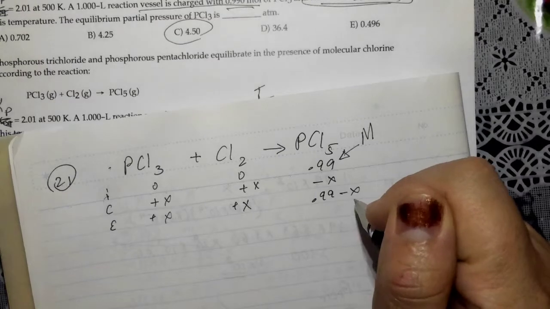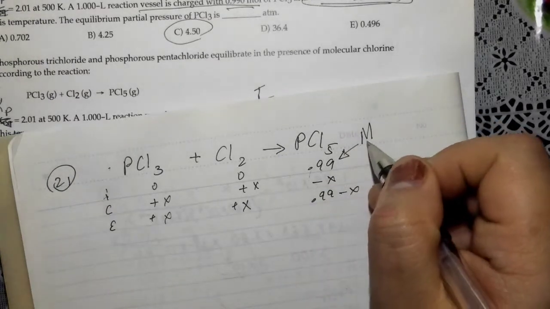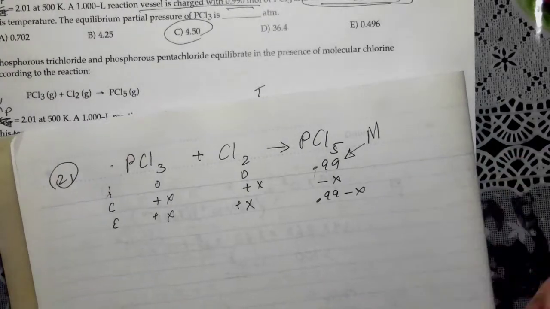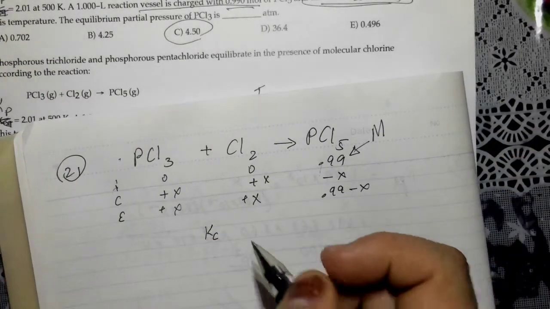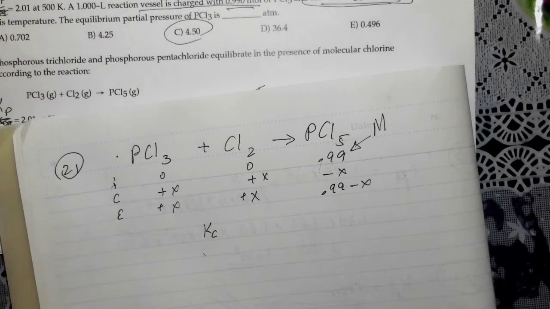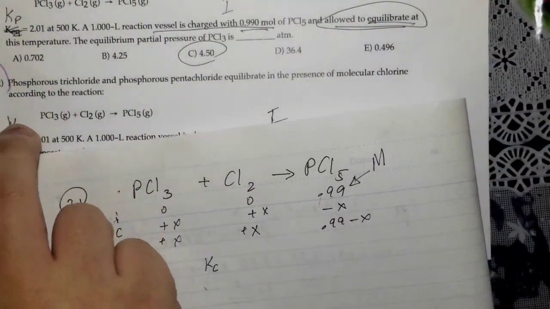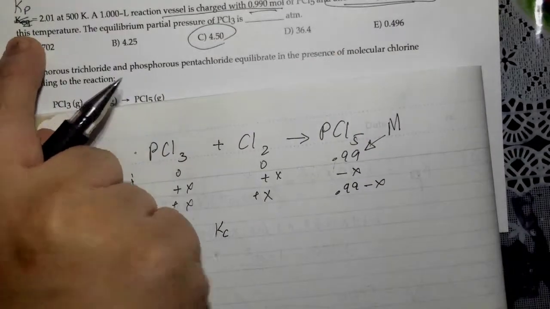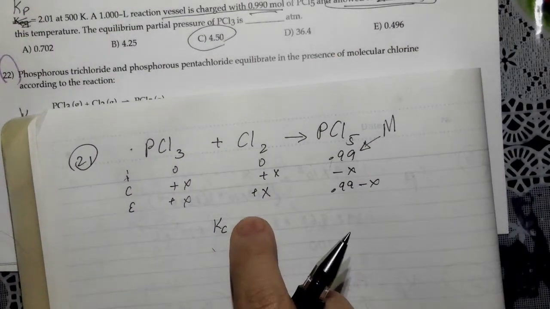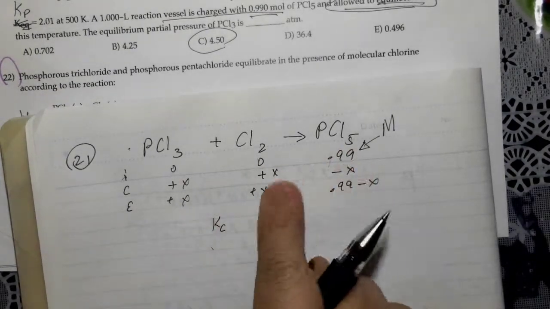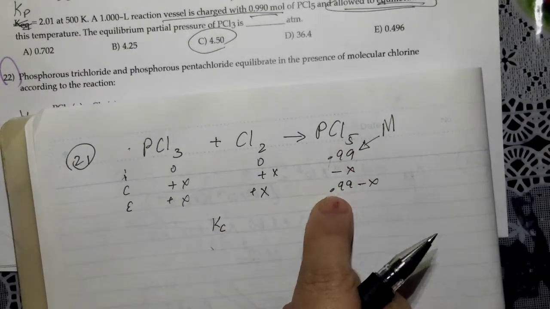If you're going to do it in molarity, you're going to need Kc. We don't have a Kc. We have a Kp. Again, I will let you know on the test whether it is Kp or Kc. Depending on that, the calculation will be very different. So what we're going to do now is somehow do this so that this is all in pressure so that I can have a Kp.